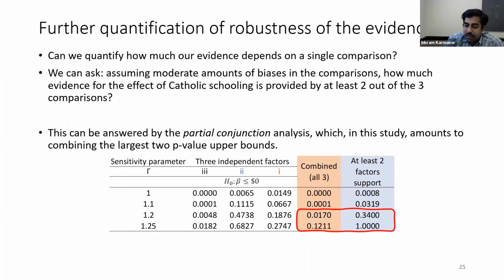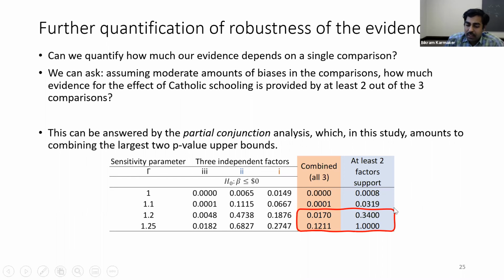And that we can answer using a similar meta-analytic tool, which is called partial conjunction analysis. In a partial conjunction analysis, we can create a second column, which essentially is calculated using the following method. Along every row, you take the 2 p-values which are high, and then you combine them. So 0.0008 here comes from comparison 1 and 2, because of the 3 here, these 2 give you the largest 2 p-values.